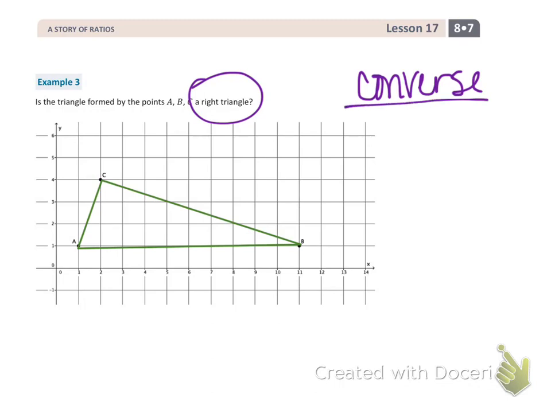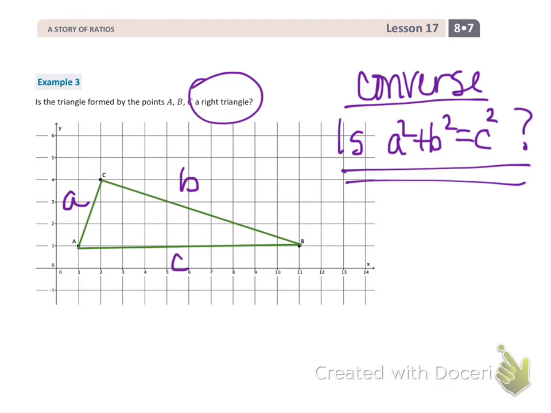We'll label this A, B, and C, and we'll be asking ourselves, is A squared plus B squared equal to C squared? If it is, then we'll know that this is a right triangle. All right, so what do we need to do in order to find that out?